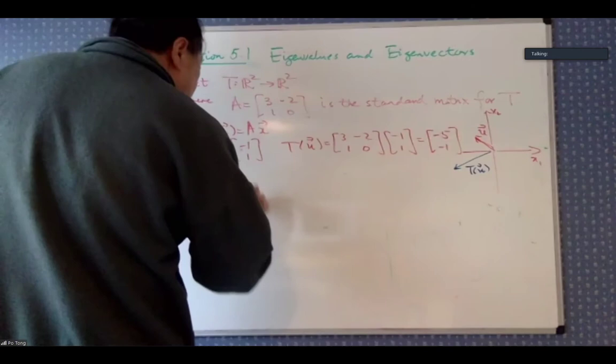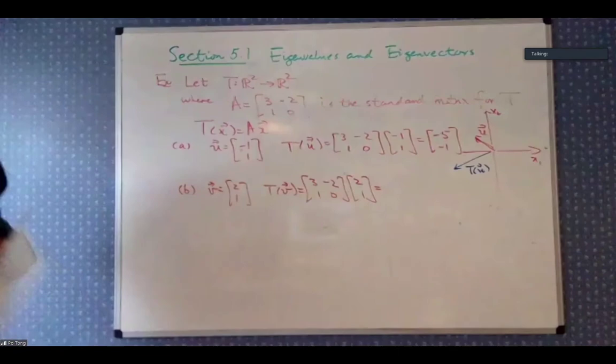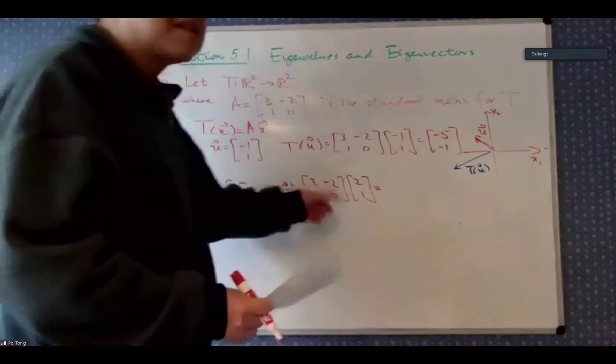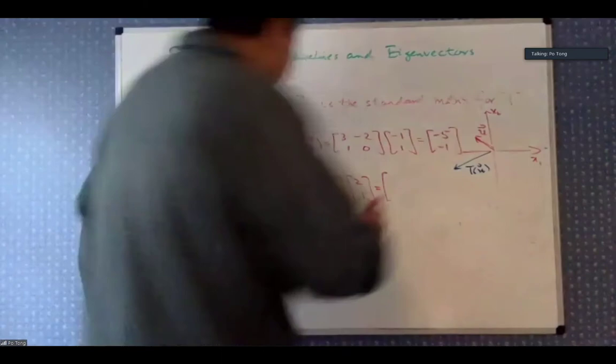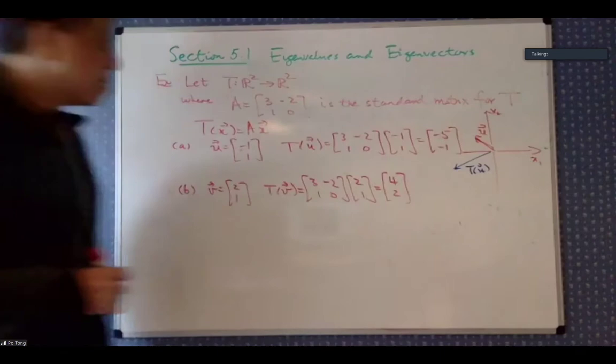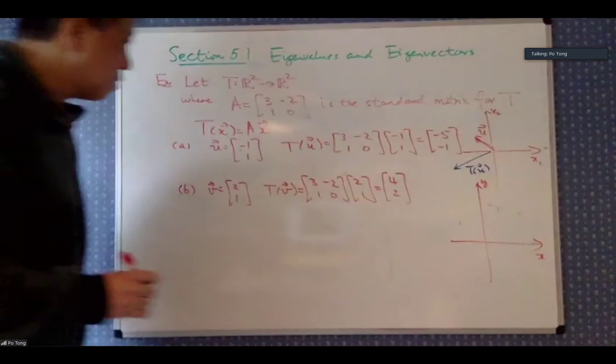What happens if I want to find this? Okay, so what do we get? Can you guys help me? 6, 6 minus 2. What's the first entry? 4. Second entry? 2, right? So if you graph it, the original vector v is 2, 1.